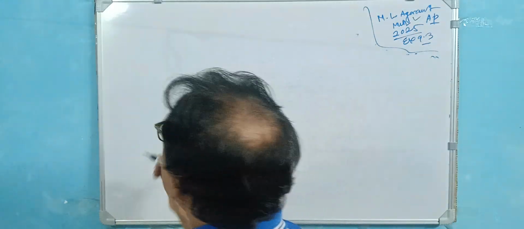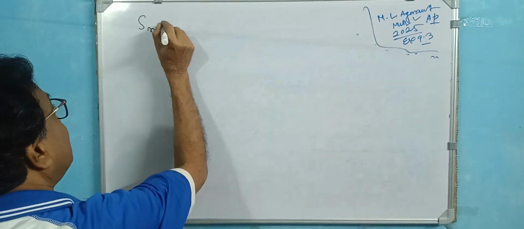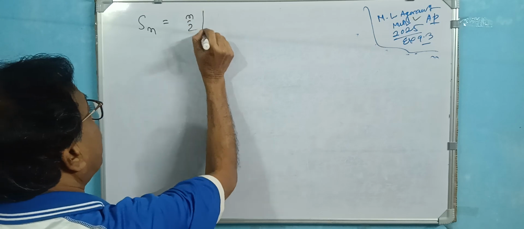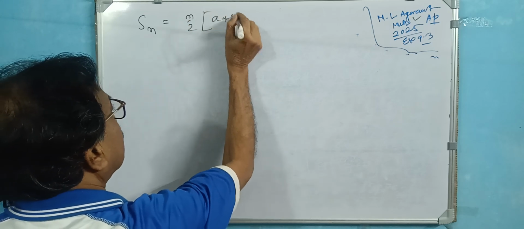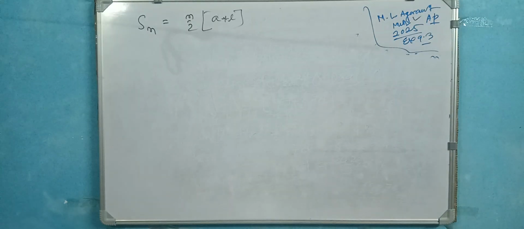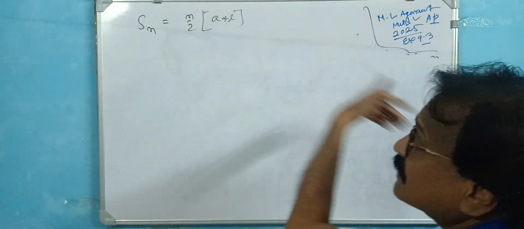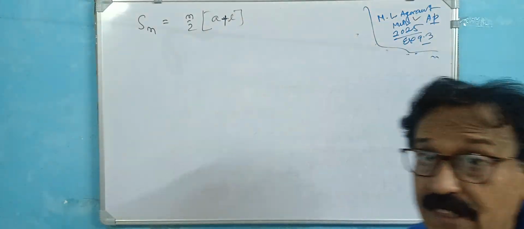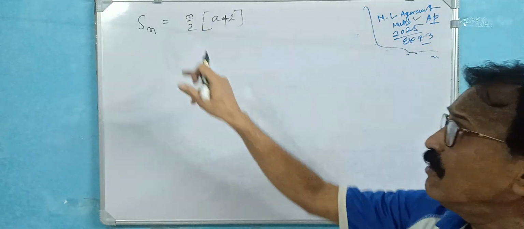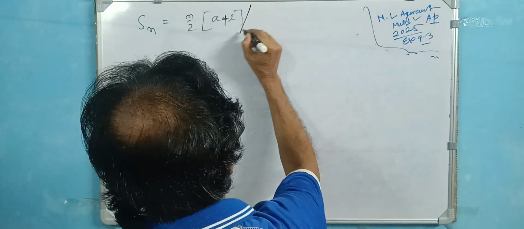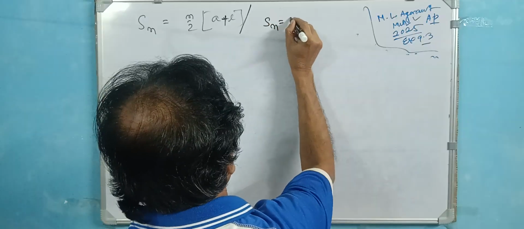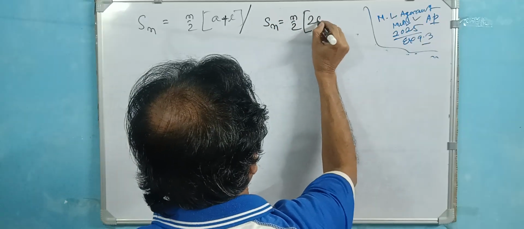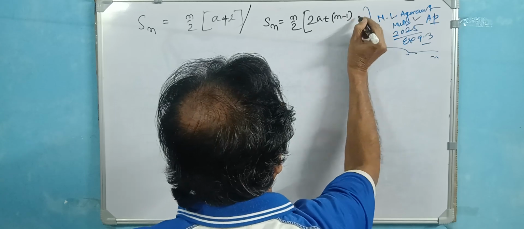In the previous video I proved from the book that S is n by 2 bracket a plus l. That is the formula, I proved it. But today, for a clear conception, why is this so? Sn is equal to n by 2 (a plus l), and the other is Sn is equal to n by 2 (2a plus (n minus 1) into d).